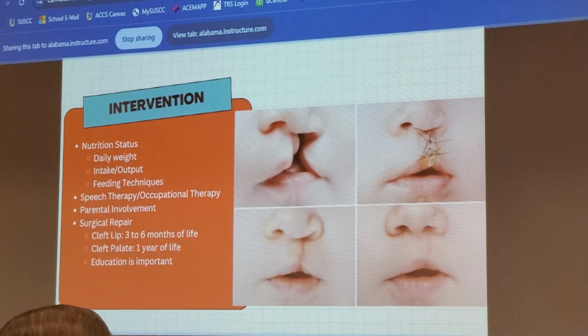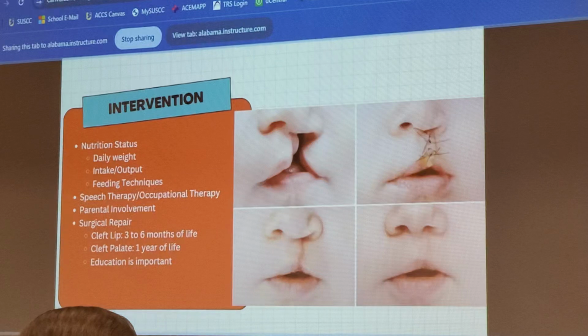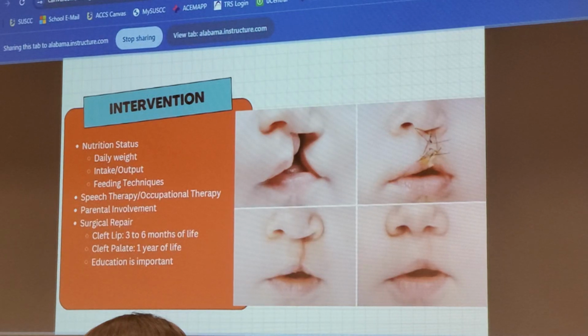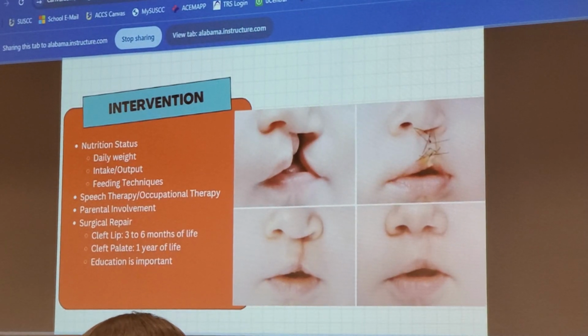Furthermore, I know they're not in speech therapy, they're not speaking right now, but speech therapy and occupational therapy can encourage us, have some teaching techniques, and encourage the parents on different ways to feed them.